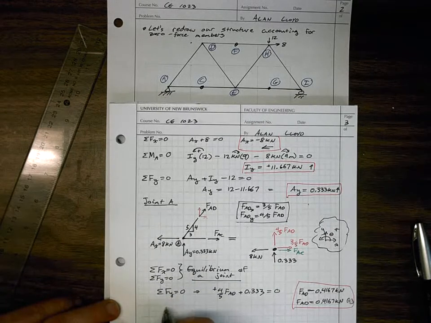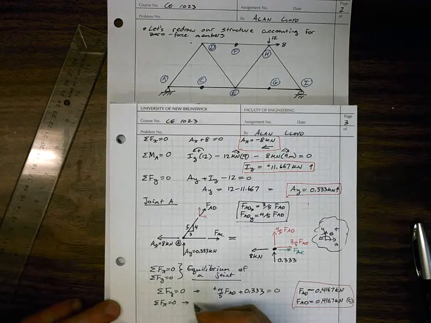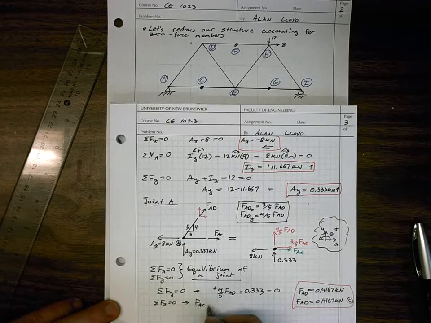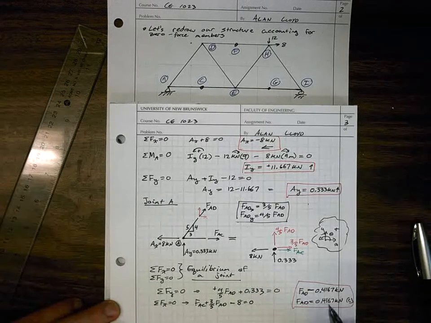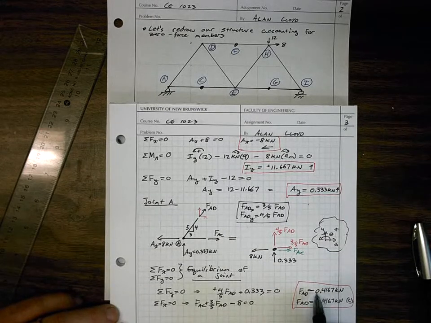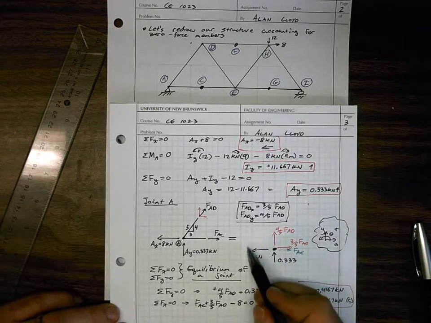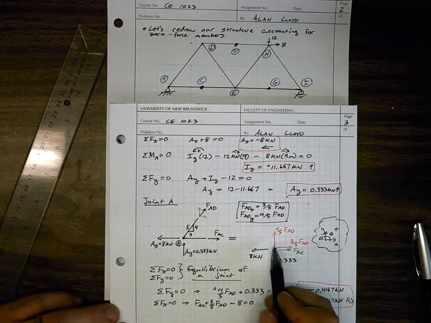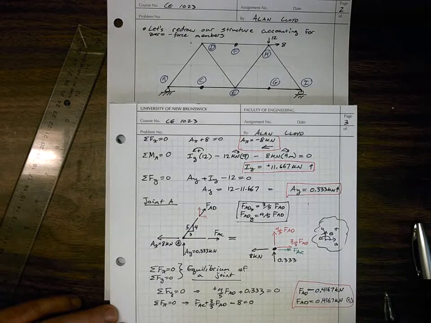Now if we apply equilibrium in the x direction, we can get FAC plus 3/5 FAD minus 8 is equal to 0. So FAD turned out to be a negative number, but we're going to say this plus FAD because we're working on how we drew this diagram. So we drew this diagram going this way. When we plug in the value of FAD, it will be minus.